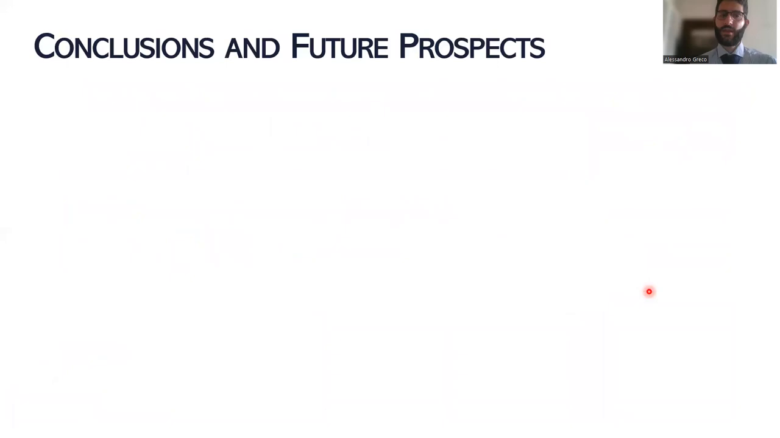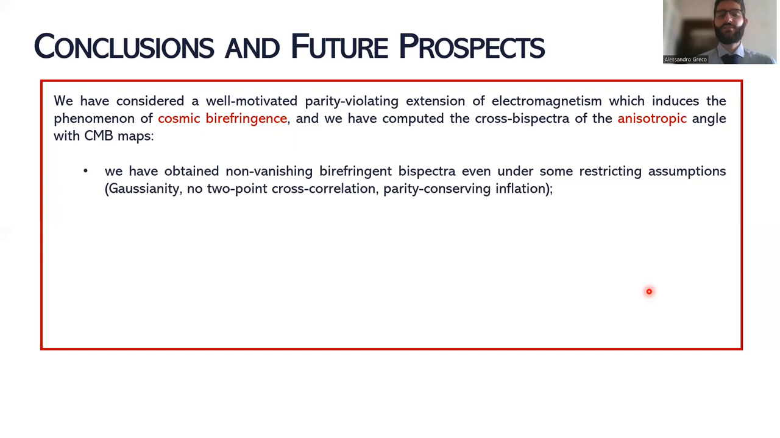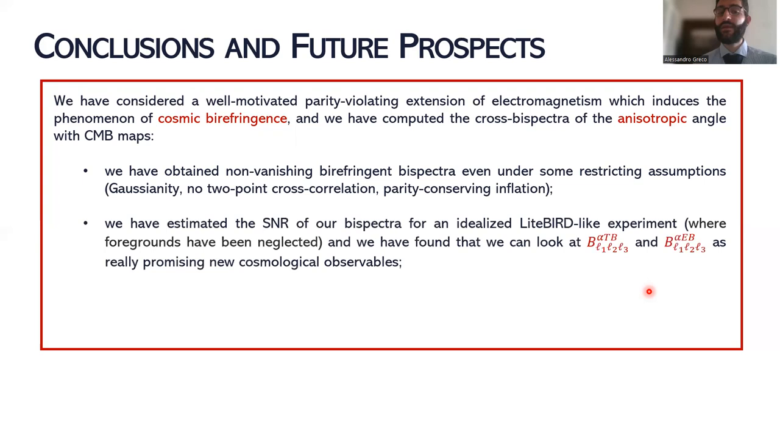We considered a well-motivated parity-violating extension of electromagnetism, because I didn't mention before, but this kind of interaction is predicted by string theory. So cosmic birefringence can be used to test new physics like string theory and, in general, axions. So this extension induced the phenomenon of cosmic birefringence, and we have computed the cross-bispectra of the anisotropic angle with CMB fields. We have obtained non-vanishing birefringent bispectra even under some restrictive assumptions: Gaussianity, no two-point correlation function, parity conserving inflation. And we have estimated the SNR for our bispectra for an idealized LiteBIRD-like experiment, where foregrounds have been neglected.